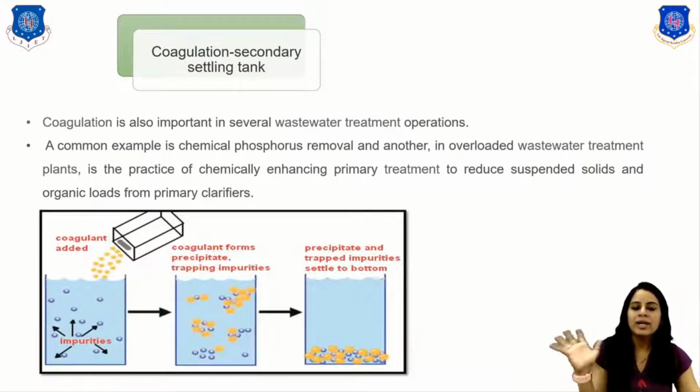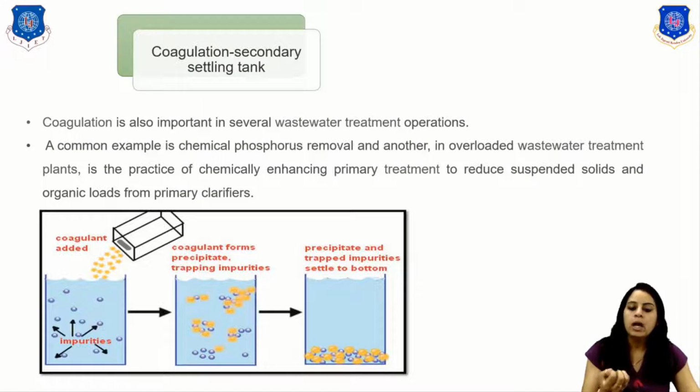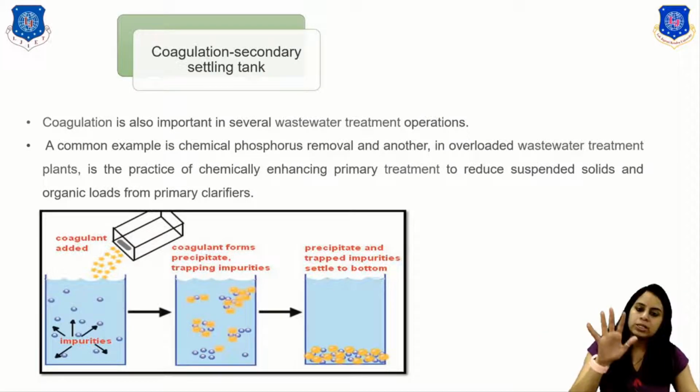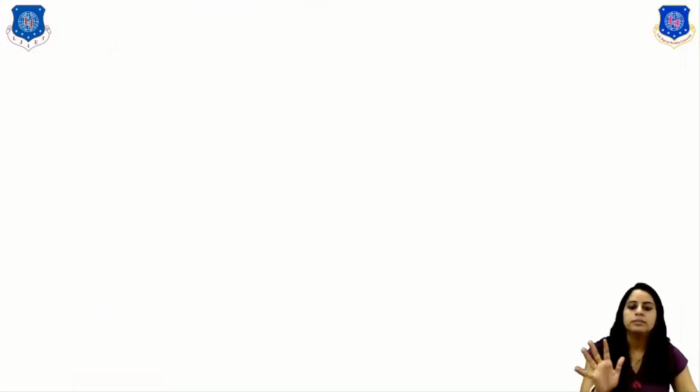Okay, you can see that first of all our treatment sedimentation tank is there. In the tank the coagulant is added, and you can see the floating impurities are there. After adding the coagulant, it forms a precipitate and traps the impurities, right? The weight of these impurities is greater than the water, so due to the heavy weight, they settle down to the bottom of the tank. So this is the process of coagulation.